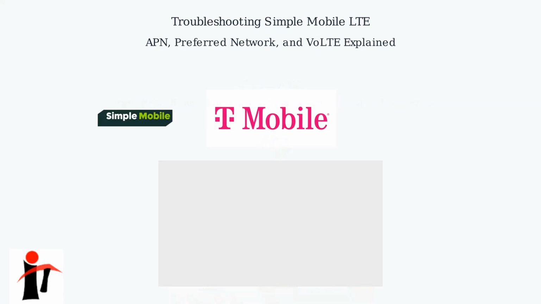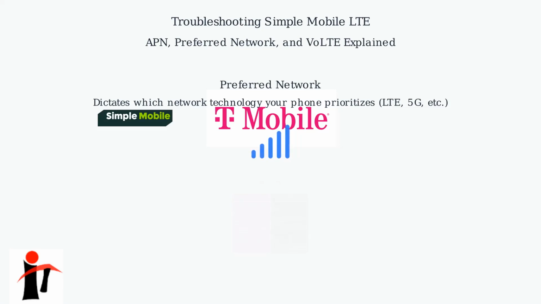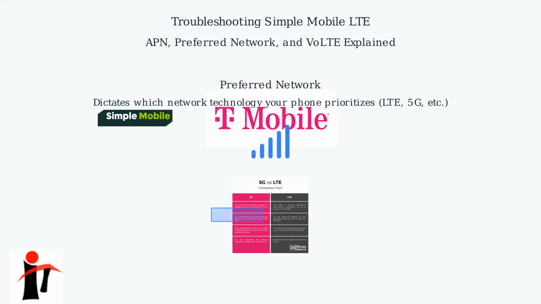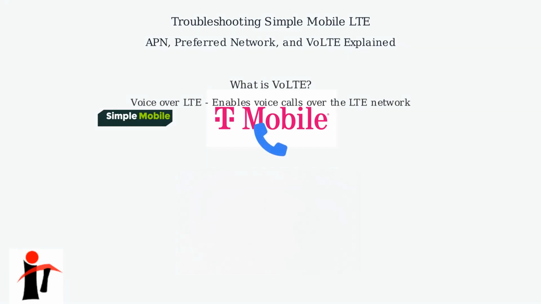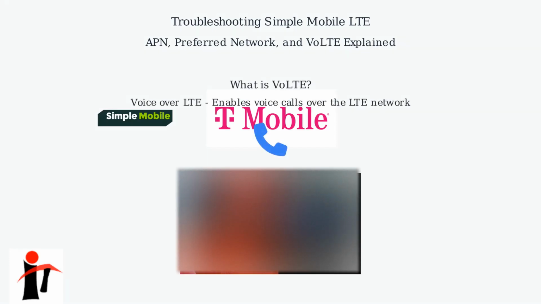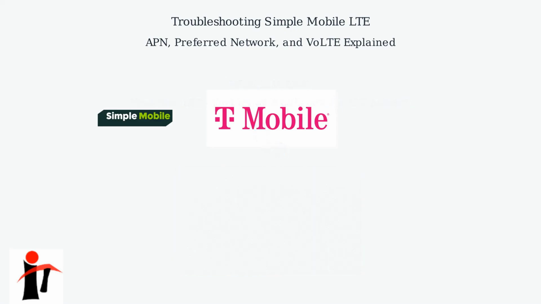For Simple Mobile, the default APN is simple. Next, preferred network. This setting determines which network technologies your phone prioritizes, such as LTE or 5G. Setting it correctly ensures better connectivity. Finally, VoLTE, or Voice over LTE. This allows voice calls over the LTE network instead of falling back to older technologies, improving call quality.